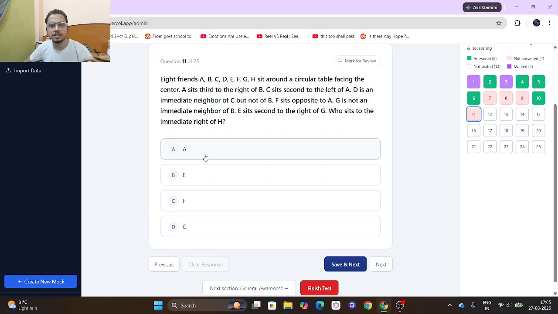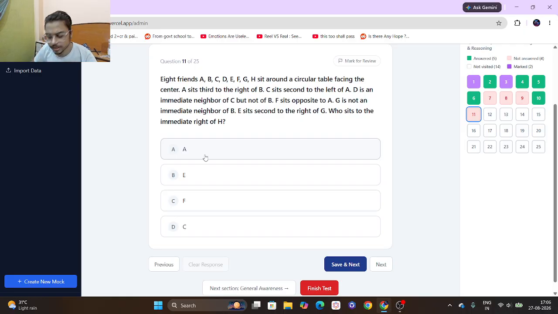8 friends A, B, C, D, E, F, G, H sit round a circular table facing the center. Facing the center, A sits third to the right of B. A, B, C, D, E, F, G, H. So this is B, and A sits third to the right of B. 1, 2, 3, A.